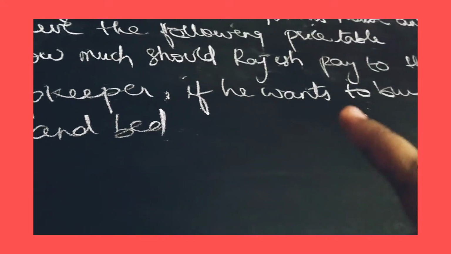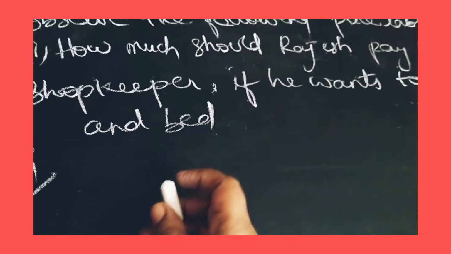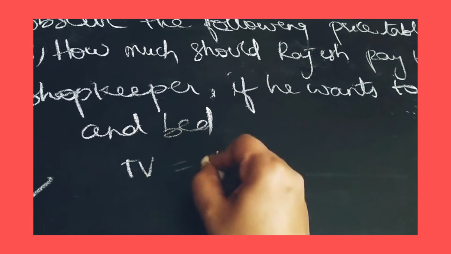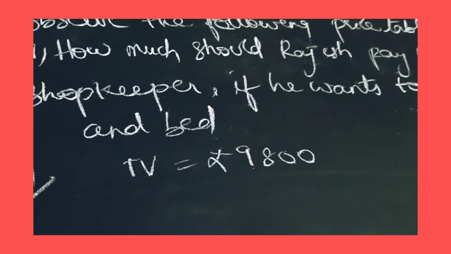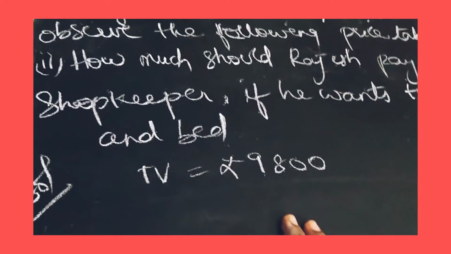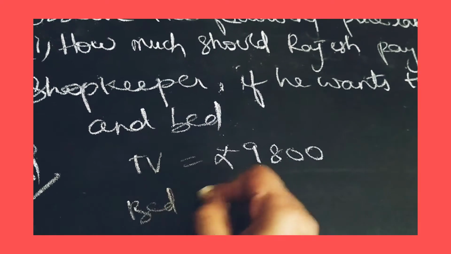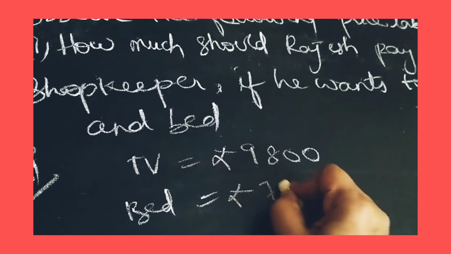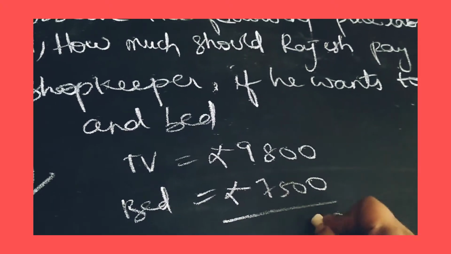The second one is how much should Rajesh pay to the shopkeeper if he wants to buy TV and bed. Okay, TV. What is the price of TV? TV's price is rupees 9,800. Okay, it is given in the question. So bed. What is the price of bed? It is rupees 7,500. Okay, so again you have to add this.